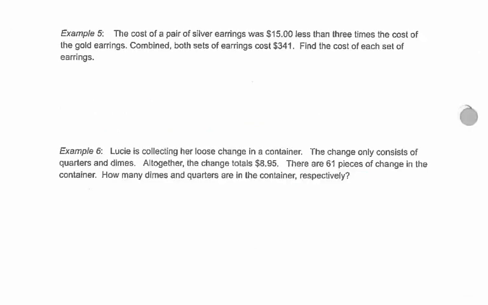So example 5 is one of those good problems again. It's a comparison problem. The cost of a pair of silver earrings was $15 less than 3 times the cost of the gold earrings. That's a pretty important sentence. Combined, both sets of earrings cost $341. So that tells me that if I add the gold plus the silver, that equals $341.